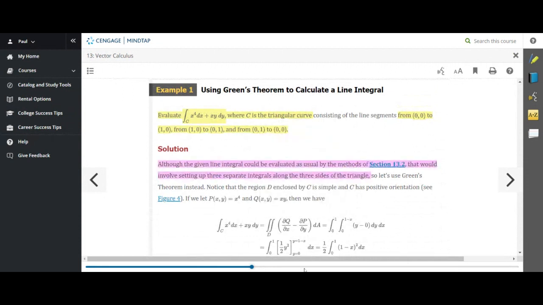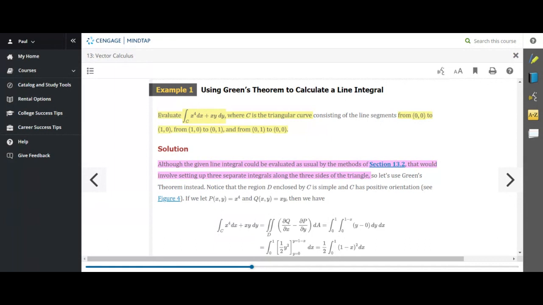they mention that although the given line integral could be evaluated as usual by the methods of section 13.2, that would involve computing the line integrals across each path separately and finding the parameterization of each path separately and then adding up those line integrals. You could do it that way, but it would involve setting up 3 separate integrals along the 3 sides of the triangle. That's a lot of work.